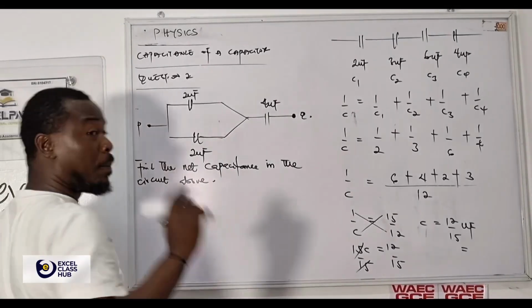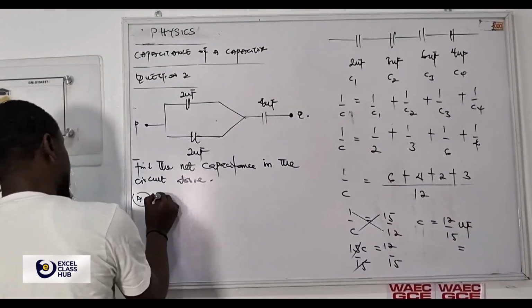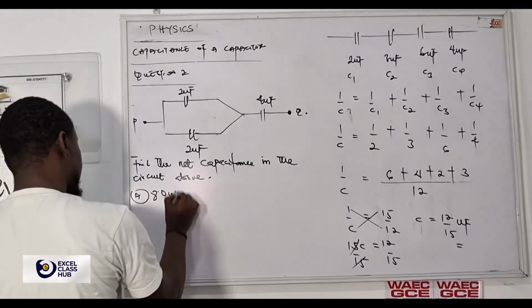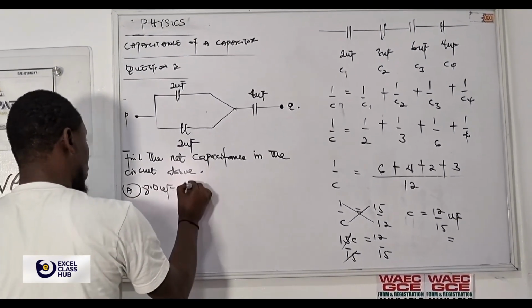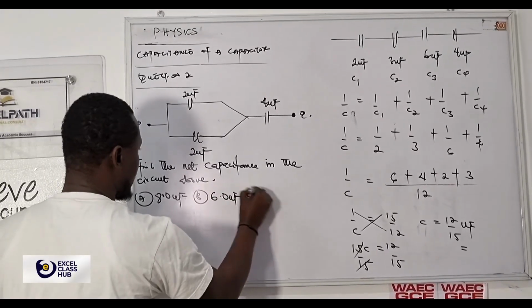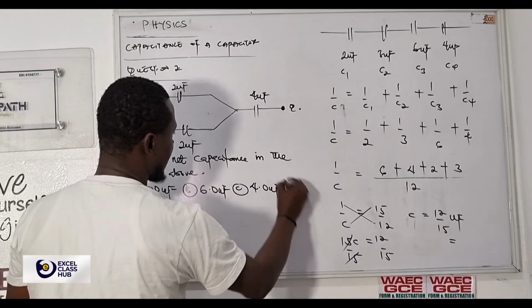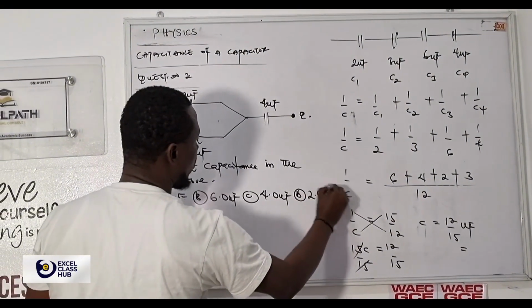But now, students, I want to put the options. Option A, we have 8.0 microfarad. Option B, 6.0 microfarad. Option C, 4.0 microfarad. Option D, 2.0 microfarad.